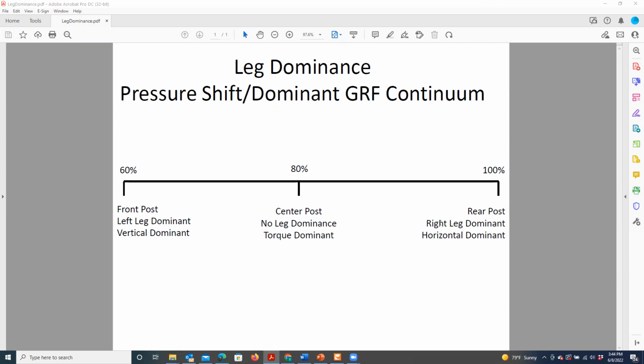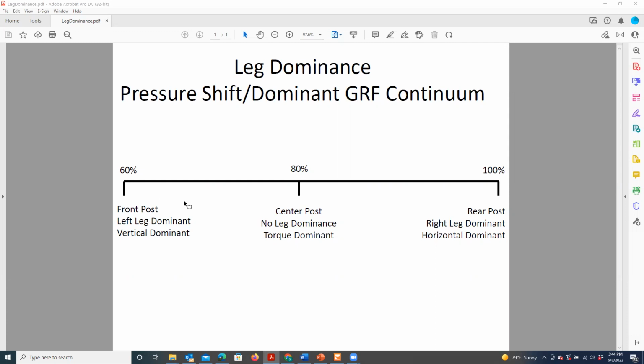So if you're a rear post golfer, you are most likely a right leg dominant golfer. If you're a front post golfer, you are most likely a left leg dominant golfer. And so dialing in your pressure shift and dominant ground reaction force pattern to your leg dominance generally equals good things in terms of your ball striking.